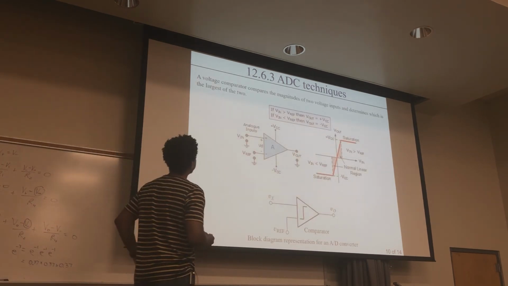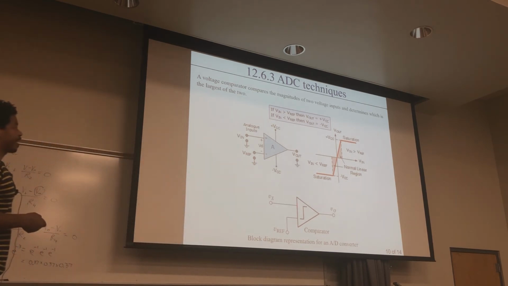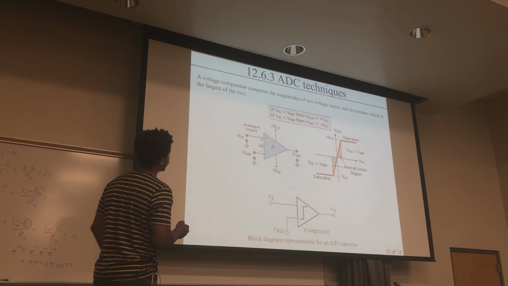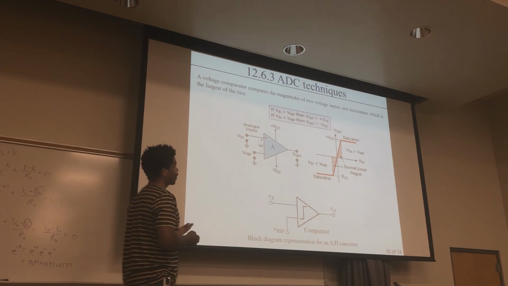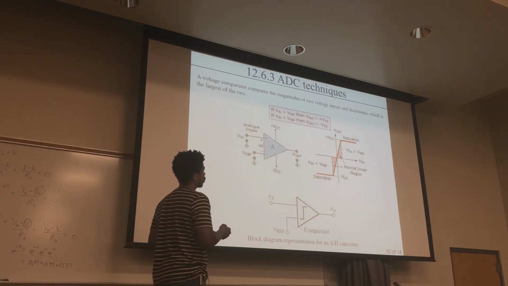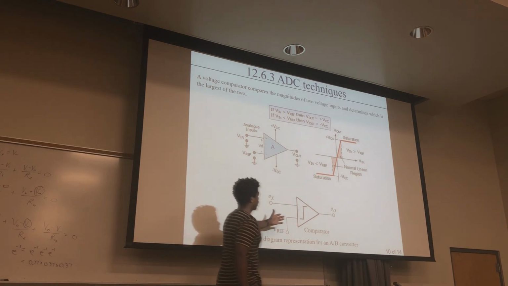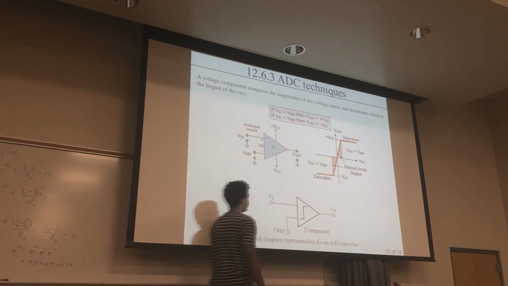Okay, so here's some techniques. Most of the techniques involve this comparator. A voltage comparator compares the magnitudes of two voltage inputs and determines which is the largest of the two. Basically what happens is that it saturates. This is really steep right here, so it's going to saturate to this value or saturate to that value when it compares these two. And that's why you have this sort of infinite slope right here for the gain.